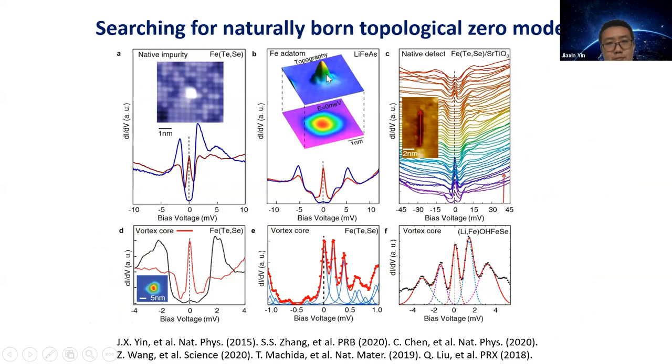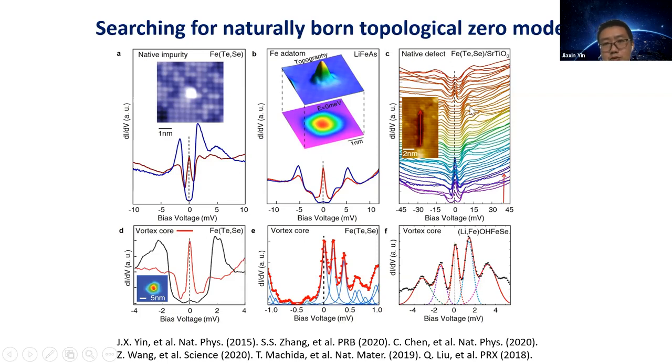And for this material, if we deposit the iron atom to sit just above the center of the four surface atoms, then we can also observe a robust zero energy state. And this zero energy state does not split by the vector magnetic field we applied.